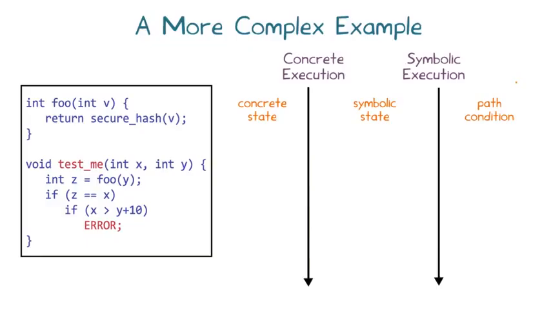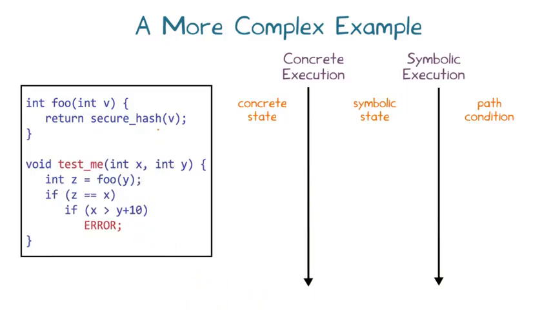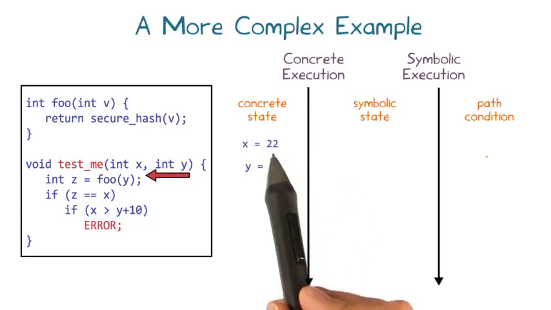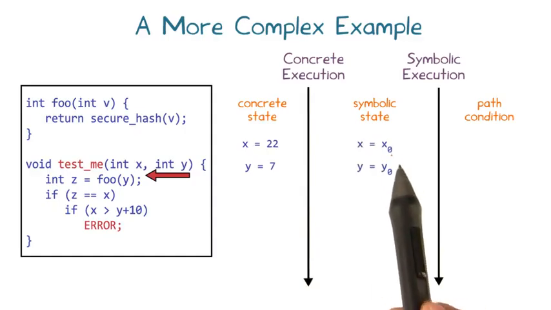Let's look at how dynamic symbolic execution handles a more complicated example. Here, we have left the testme function the same, but we have altered the behavior of foo so that it now securely hashes its input and outputs the result of that hash. DSE begins this example the same way as before. It takes the random inputs, again x equals 22 and y equals 7, and stores them in its concrete state. And it stores x equals x0 and y equals y0 in its symbolic state.